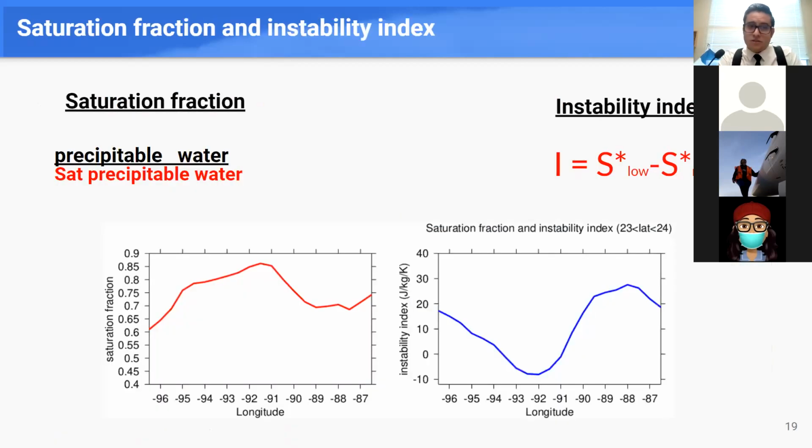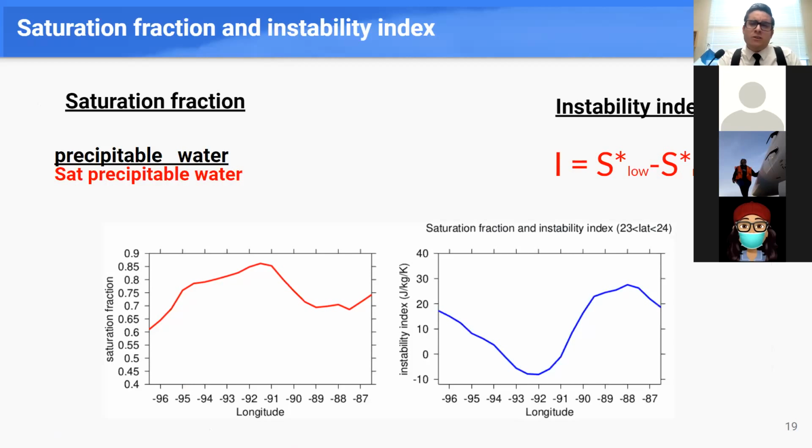So let's talk about saturation fraction and instability index, now that we have talked about moist entropy, saturated moist entropy, and entrainment. So saturation fraction is basically the ratio between precipitable water and saturated precipitable water. Another way to call precipitable water is the integrated water vapor that the atmospheric river community uses.